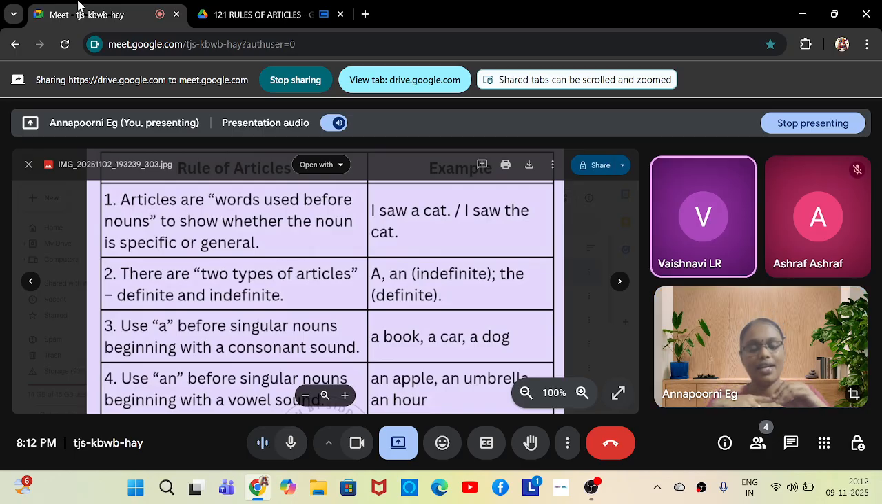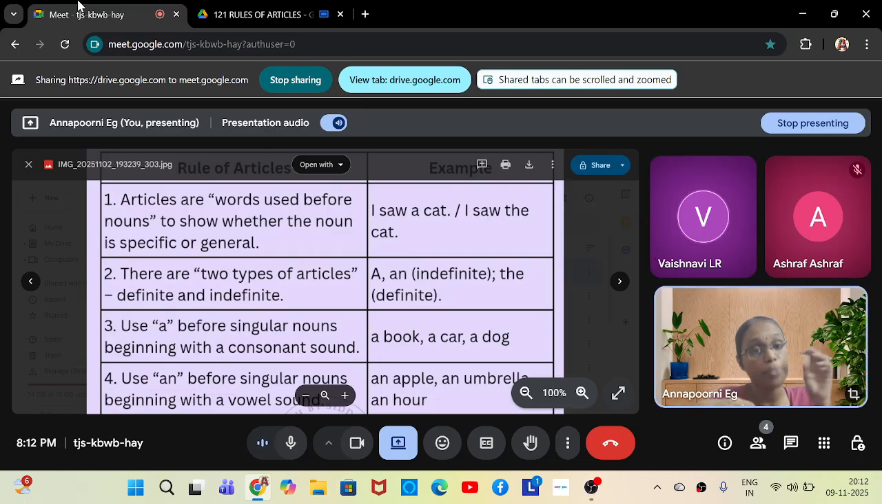So in English you have to call it "or". Here you can see I saw a cat or I saw the cat. I can use both the articles a and the, but there is a difference between these two sentences. I saw a cat means I saw one cat. I saw a cat. Whereas if it is I saw the cat, you saw a specific cat.